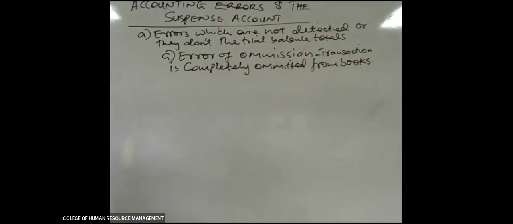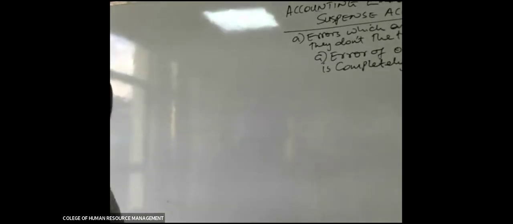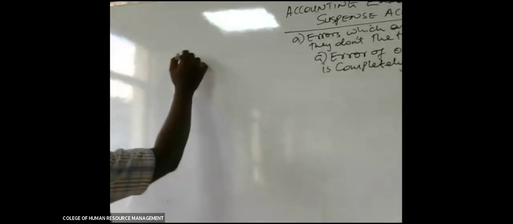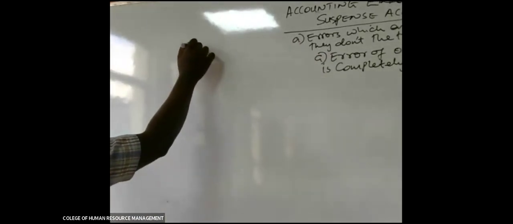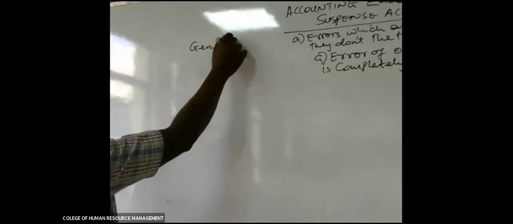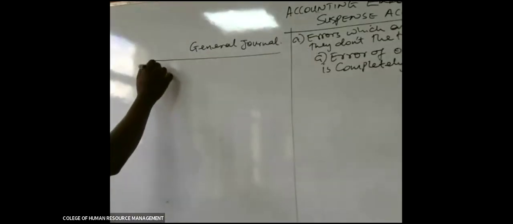Error of omission. So when you are correcting this error, I want us to be doing it simultaneously. When that error is corrected, like here, as I've talked about, you are going to come here and do what we call the general journal. This is where errors are corrected. And the general journal will look like this.